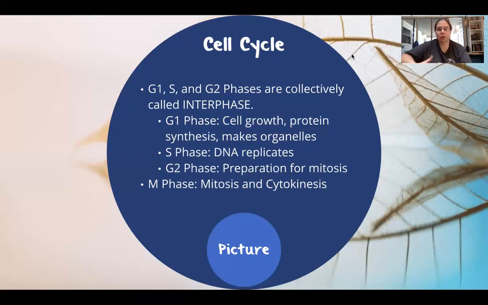It's also going to go through making copies of its organelles if it didn't do that beforehand, or if it needs new organelles for whatever reason. And it's also going to go through protein synthesis. And what that means is whatever type of cell it is, whether it's a neuron or a skin cell or a stomach cell, it's going to go through and make whatever protein it's supposed to make to do its job.